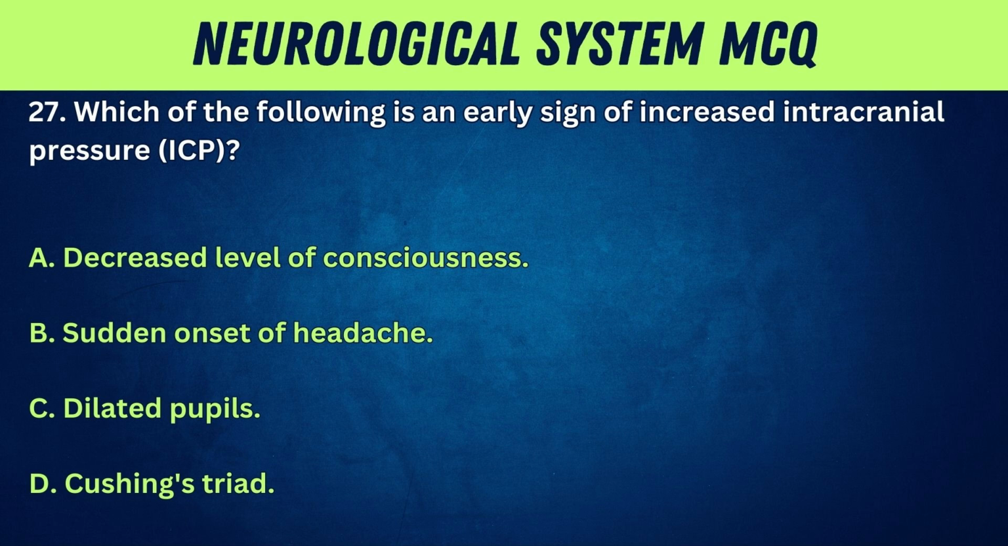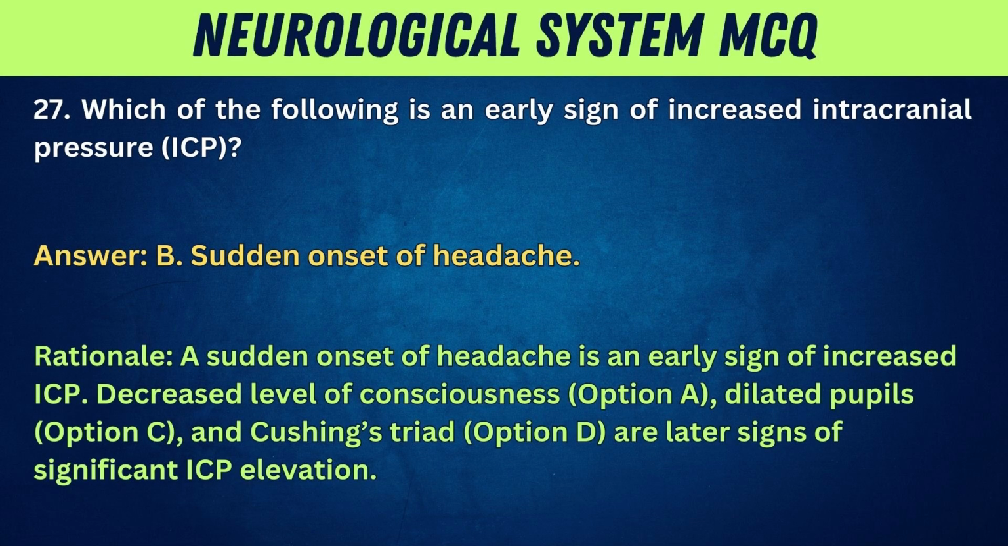A. Decreased level of consciousness. B. Sudden onset of headache. C. Dilated pupils. D. Cushing's triad. Answer: B. Sudden onset of headache. Rationale: a sudden onset of headache is an early sign of increased ICP. Decreased level of consciousness, option A, dilated pupils, option C, and Cushing's triad, option D, are later signs of significant ICP elevation.